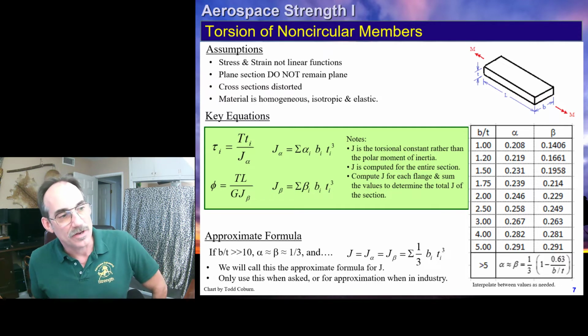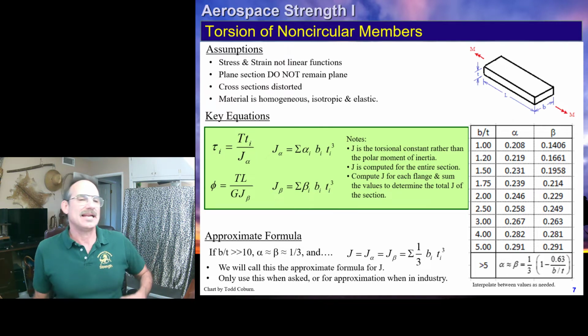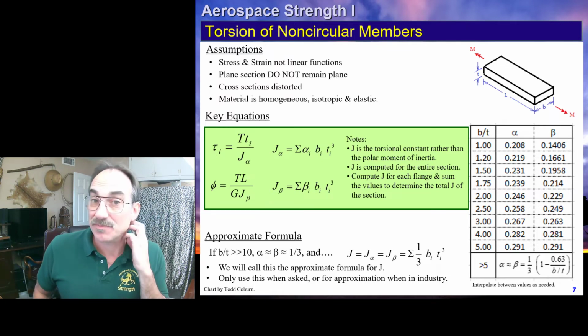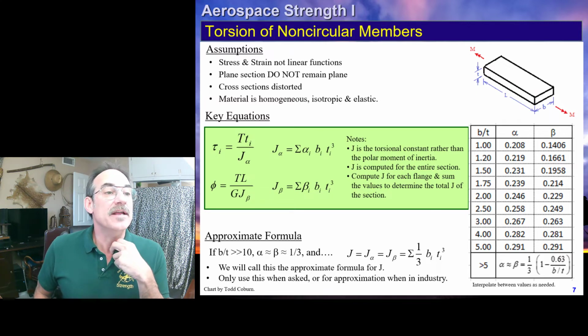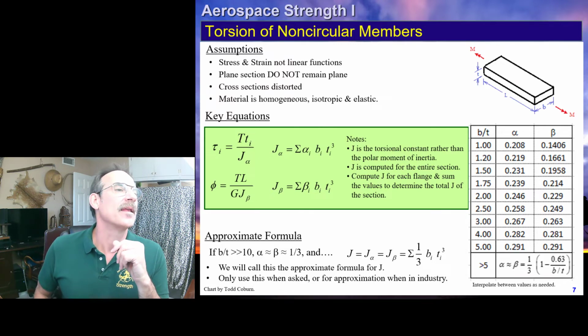One other thing is worth noting. If you get much larger than 10, then eventually this alpha and beta both approximate 1/3. So a lot of times in industry, we'll just grab 1/3 if we have thin flange members, similar to what we see in aerospace. But actually, you would use this equation that I'm giving you here at the bottom of the page to calculate the precise number. Okay? All right.